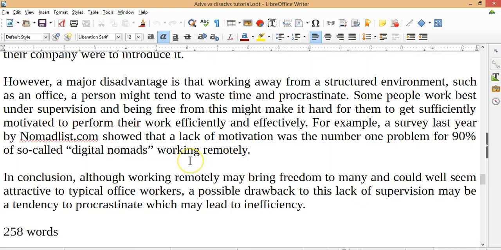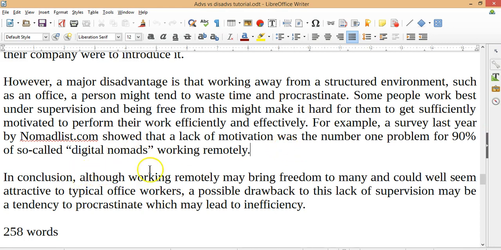Okay. However, a major disadvantage is that working away from a structured environment, such as an office, a person might tend to waste time and procrastinate. Some people work best under supervision, and being free from this might make it hard for them to get sufficiently motivated to perform their work efficiently and effectively. For example, a survey last year by nomadlist.com showed that a lack of motivation was a number one problem for 90% of so-called digital nomads working remotely.